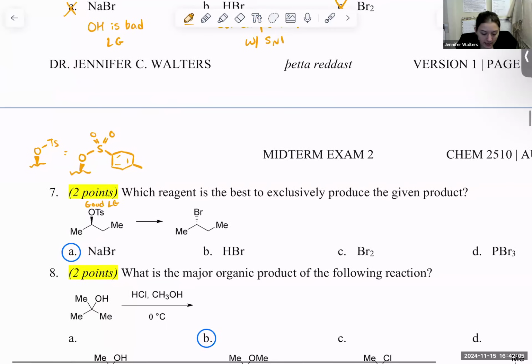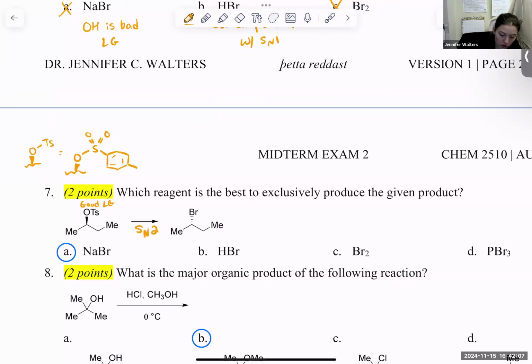And so then we're going to look to see, again, I see that inversion of stereochemistry. So I again need to make sure I'm doing SN2. So I want something that's going to be just a really strong nucleophile. I want my strongest nucleophile. That's going to be that Br minus. Being anionic makes it the strong nucleophile.